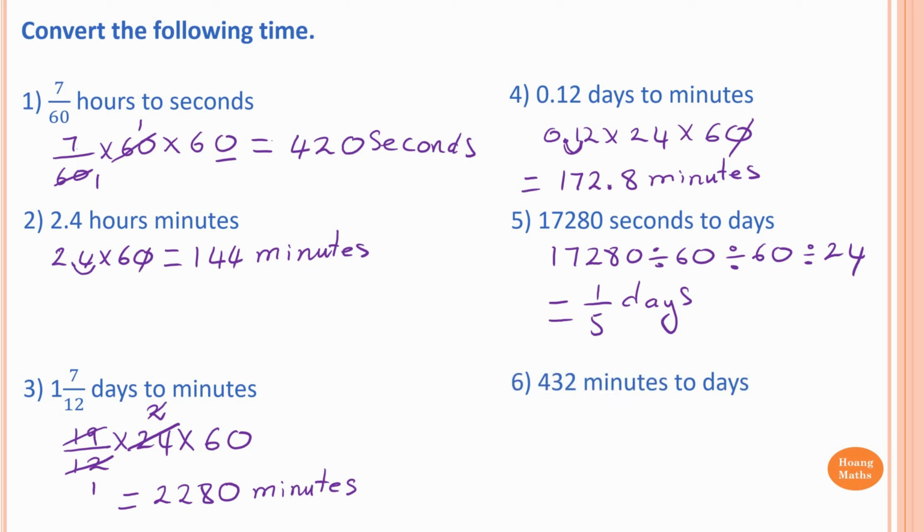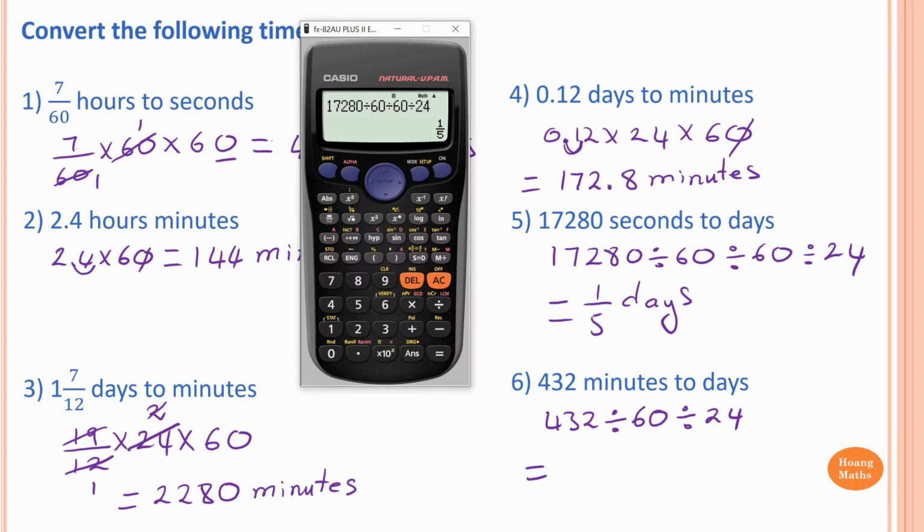Last one. So we're going to go from minutes to days. So I just write this 432. From minutes we go to hours first, so we divide by 60 to give me hours. And then from hours to days I divide by 24. So this is equal to, I put this in the calculator. So you can go 432 divided by 60 and divide by 24.